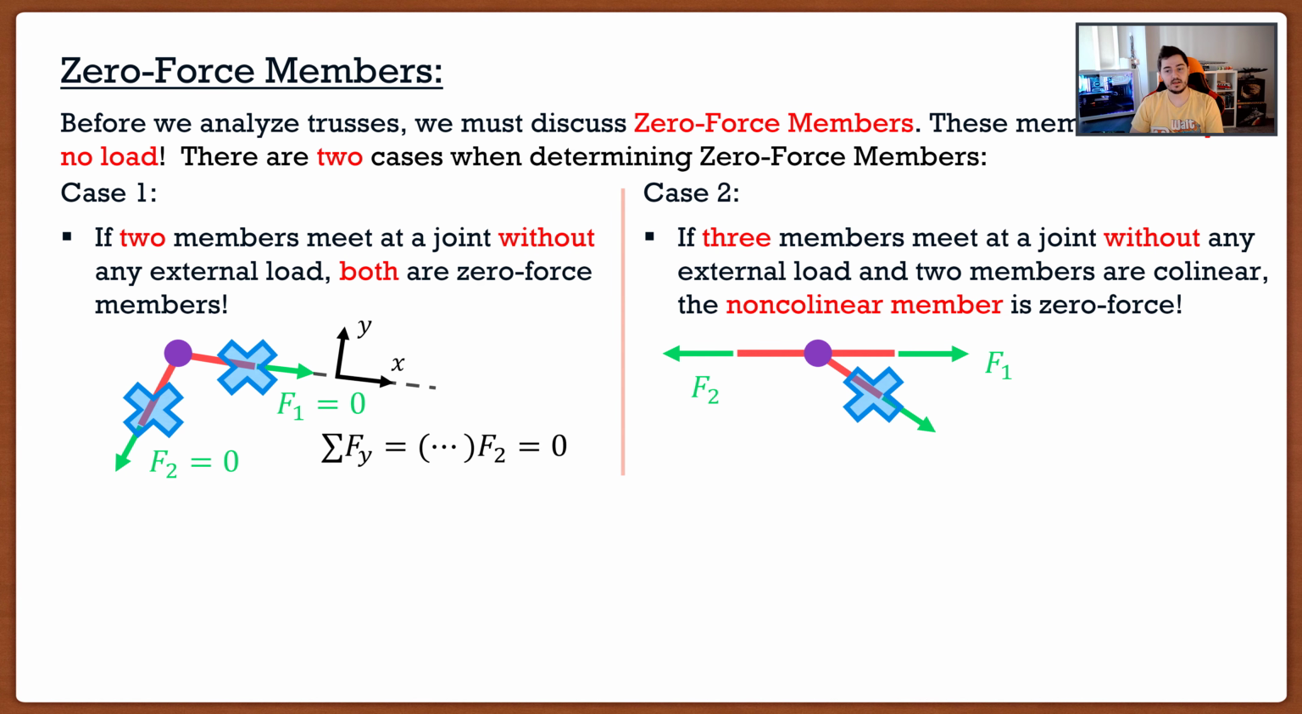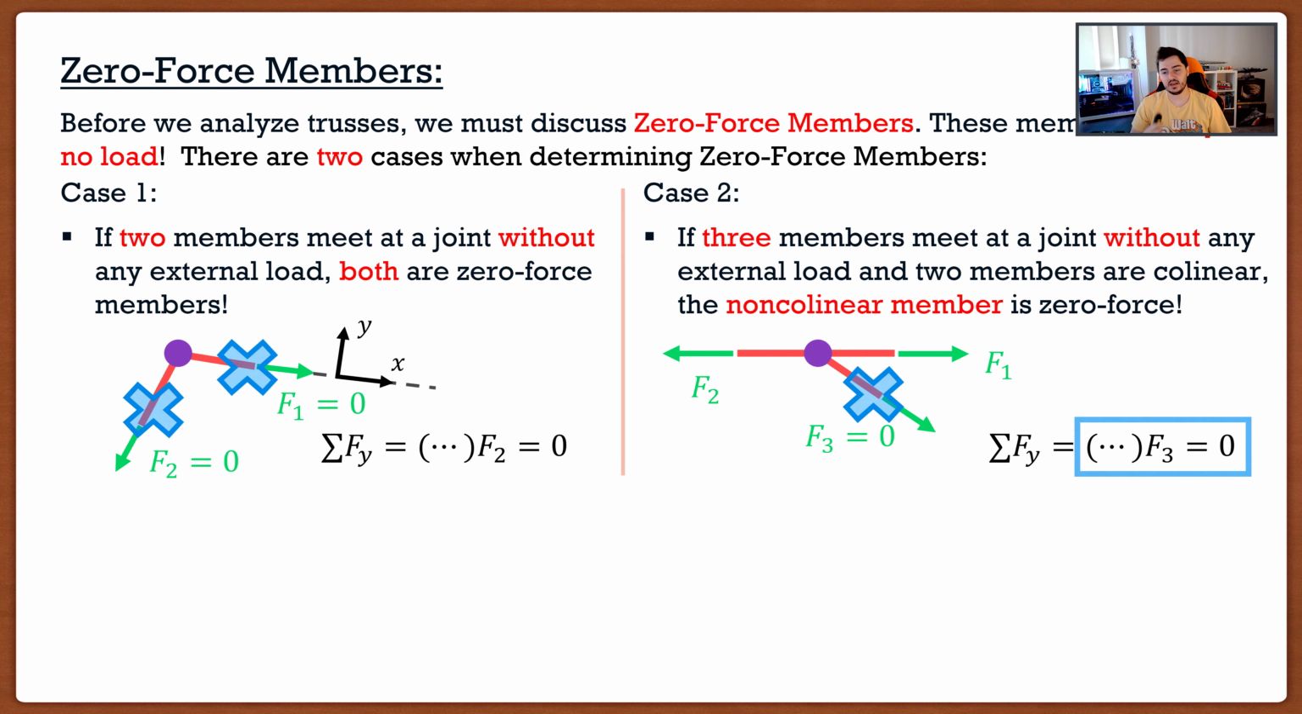And from there I can say that, all right, we have F1 and F2, and they're going to be equal to each other, but not 0. Well, this F3 is actually going to be equal to 0. And the proof for this one is just the same as before. If I were to go summation of forces in the y direction, well, my only force in the y direction is F3, so it must be equal to 0.